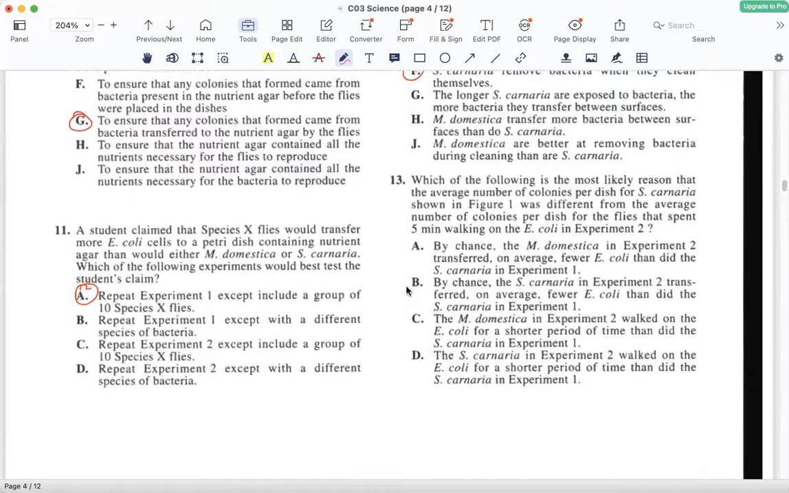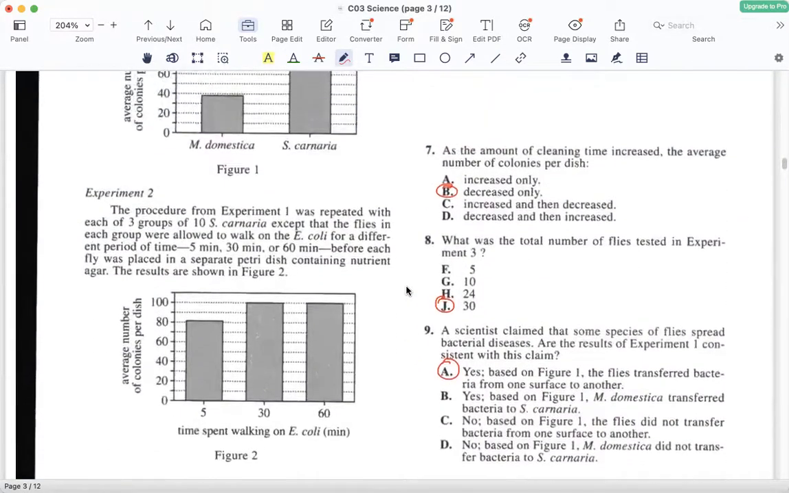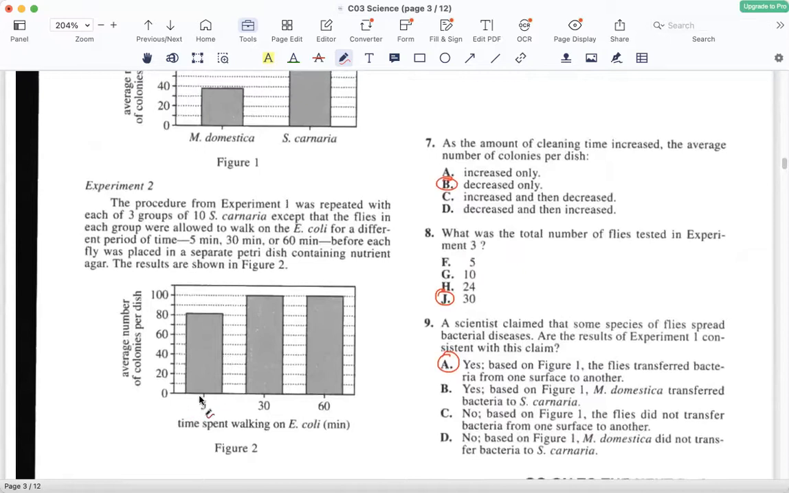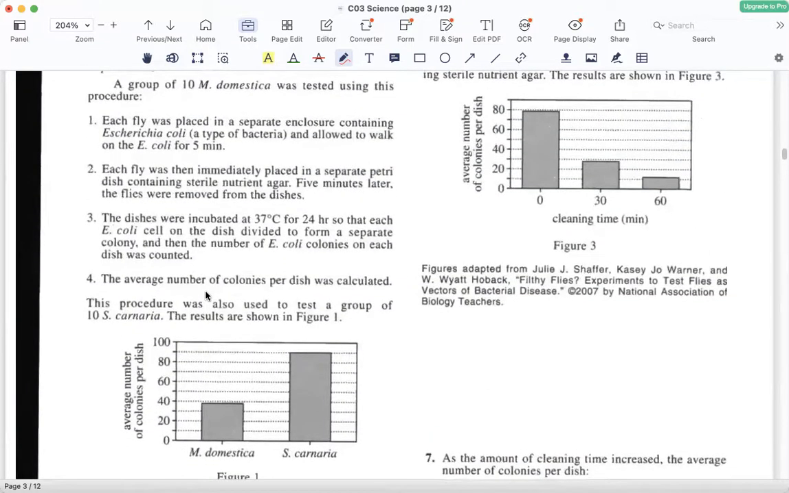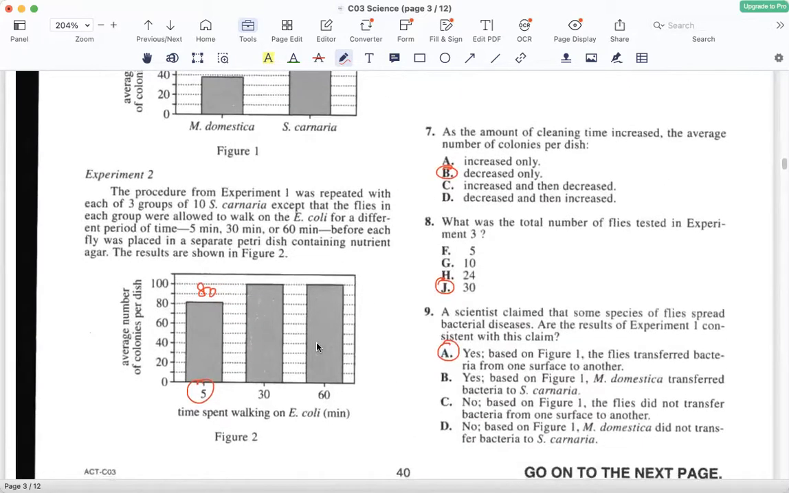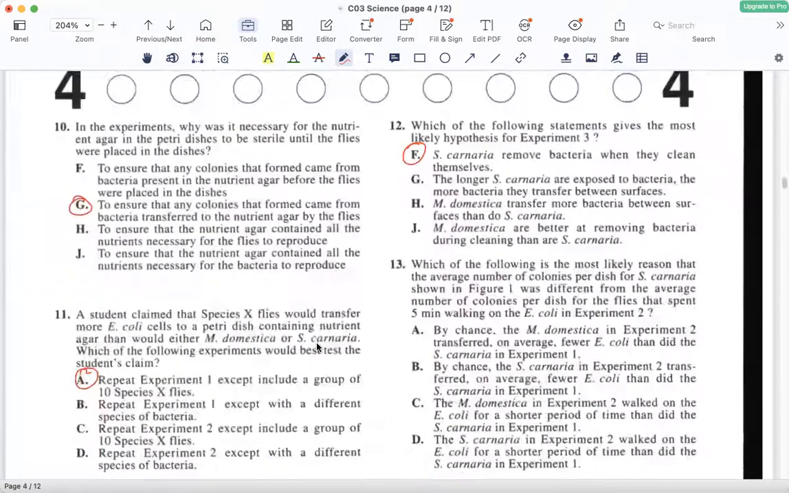Which of the following is the most likely reason that the average number of colonies per dish for S. carnaria shown in figure 1 was different from the average number of colonies per dish for the flies that spent 5 minutes on E. coli in experiment 2? Okay, so 5 minutes on E. coli. This is for S. carnaria. So it's 80 here, and here it was 5 minutes, and here it was 90, right? Okay. So what was the reason?